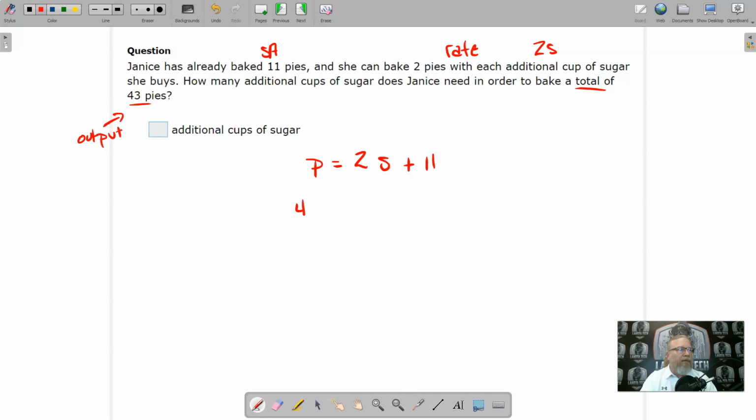So we're going to substitute in 43 here. And now we're going to bring down our 2S plus 11. And now we're going to solve for S. So let's go ahead and subtract 11 from each side. Minus 11. So over here, 43 minus 11 is 32, right? 32 equals 2S. Those 11s canceled each other. And now let's go ahead and divide by 2. That's going to leave us S on the right. And 32 divided by 2 is going to be what? 16, right? And so she's going to need 16 additional cups of sugar.